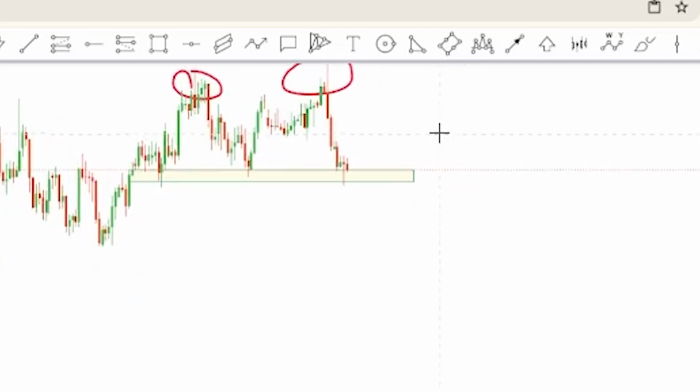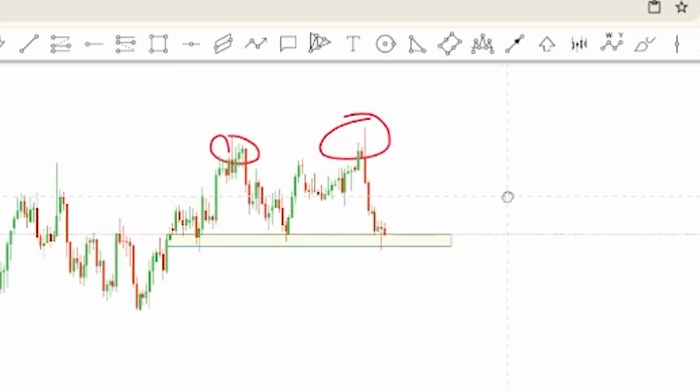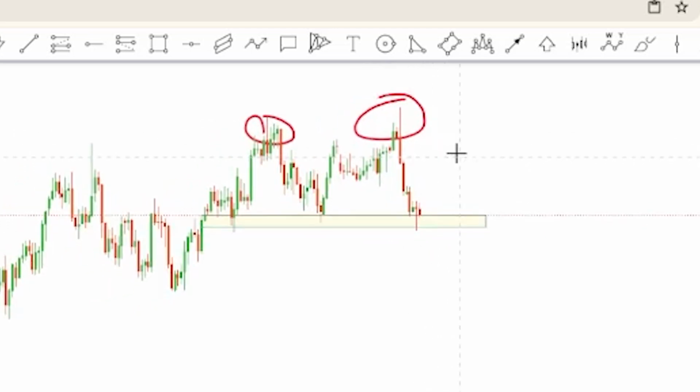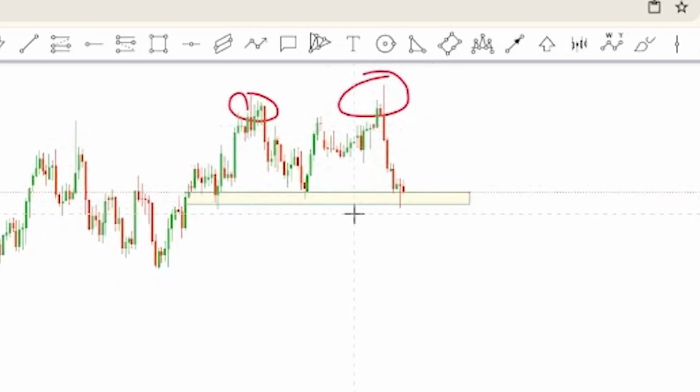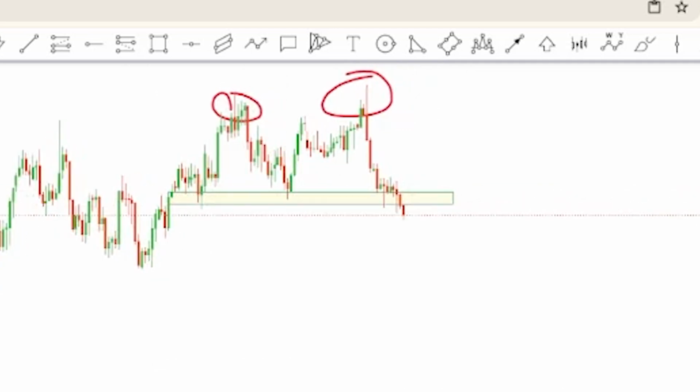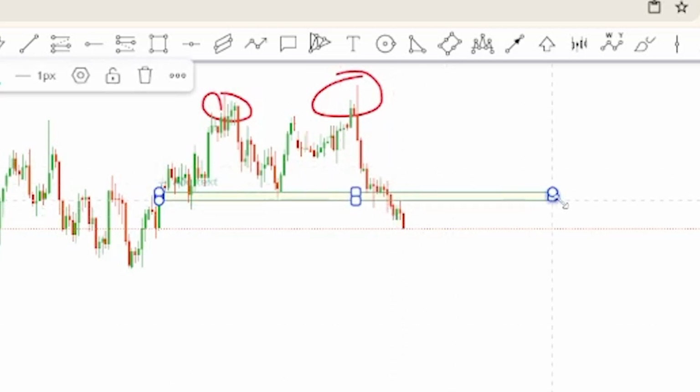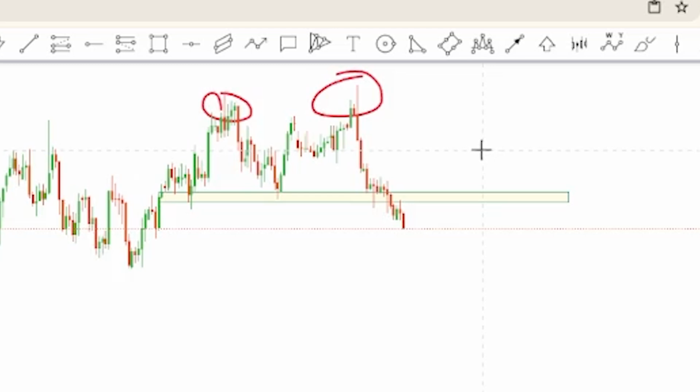Okay, let's see what happens, whether the market is going to break below or change direction to the upside. But with the confirmation of the double tops, we are expecting the market to break below. Okay, let's see what happened. Okay, now we broke below. What we are going to be looking for is a stronger pullback to retest our neckline.